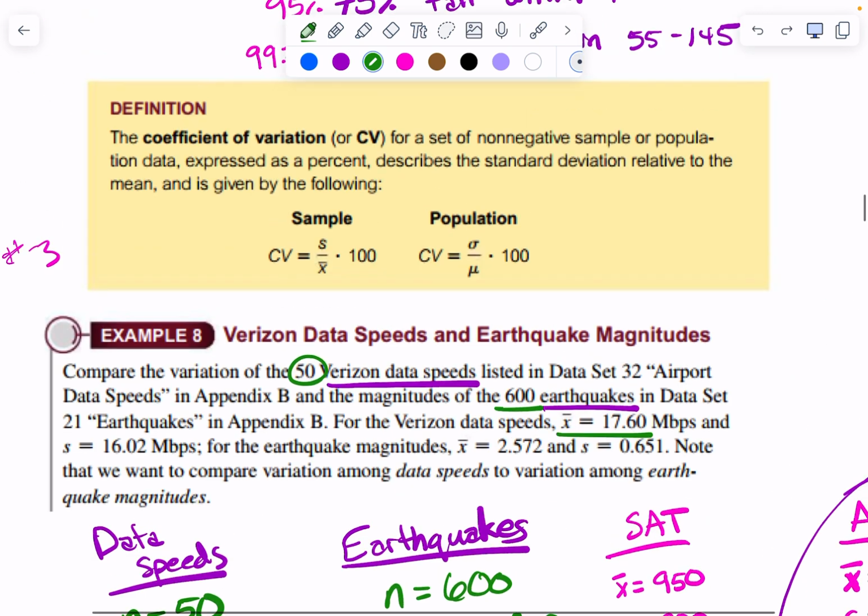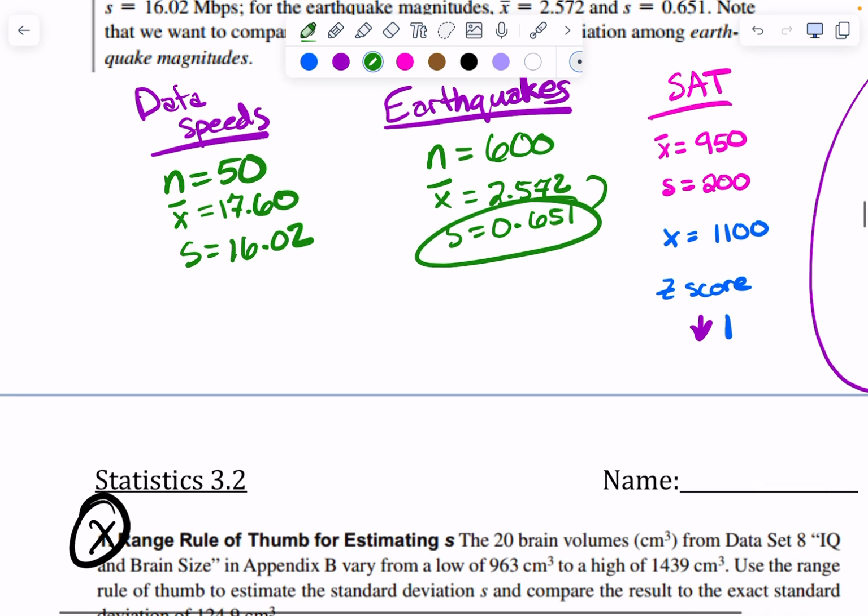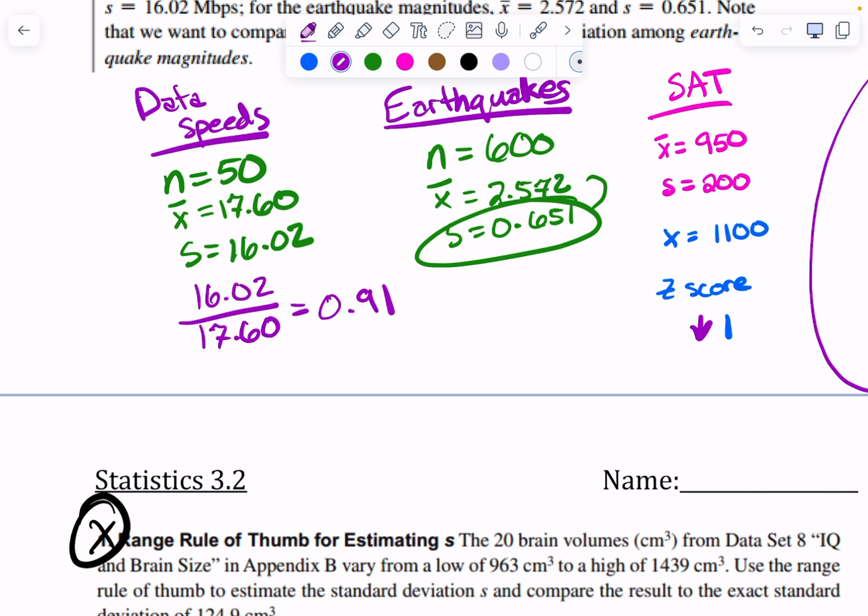Okay, so here's what we're doing. We're doing a coefficient of variation. Here's how we do it: we take the standard deviation and divide by the average. The standard deviation is 16.02, and the average is 17.60. 16.02 divided by 17.6 gives 0.91-ish. Then you take it times 100, which just changes it to a percent. So this has a 91% variation.